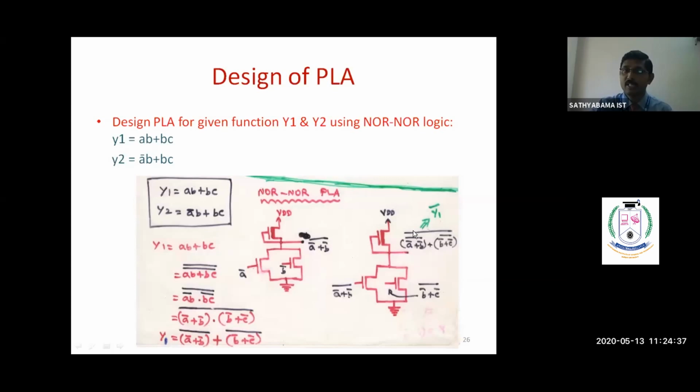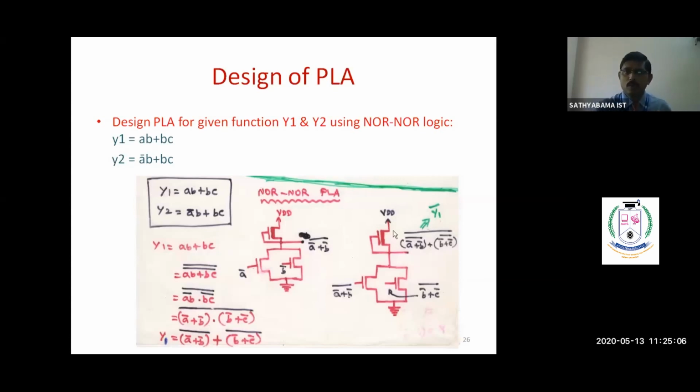So this expression is nothing but Y1 bar, because here we are getting the whole bar, but here there is no whole bar. Therefore this is nothing but Y1 bar. So if you are going to design the PLA by using NOR logic, finally we are getting Y1 bar as output. But we have to get Y1. Am I right? The function is Y1. So finally we are going to connect one inverter in the final output stage. We can get Y1. Okay.